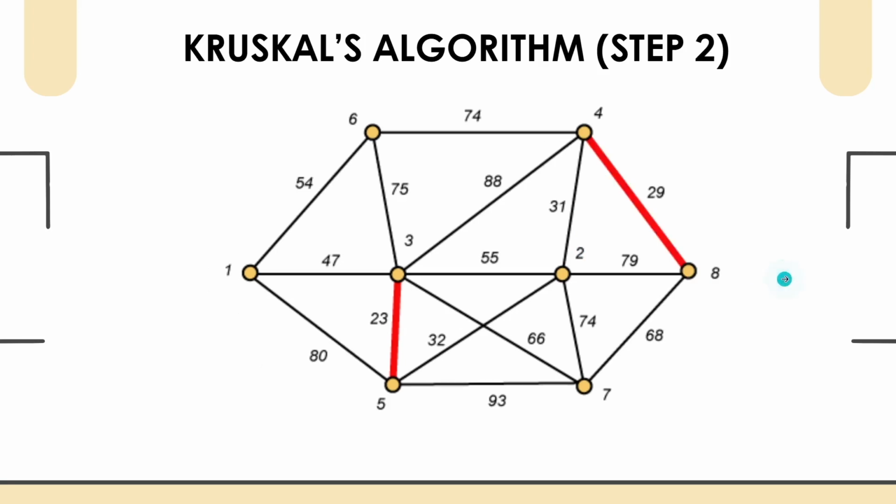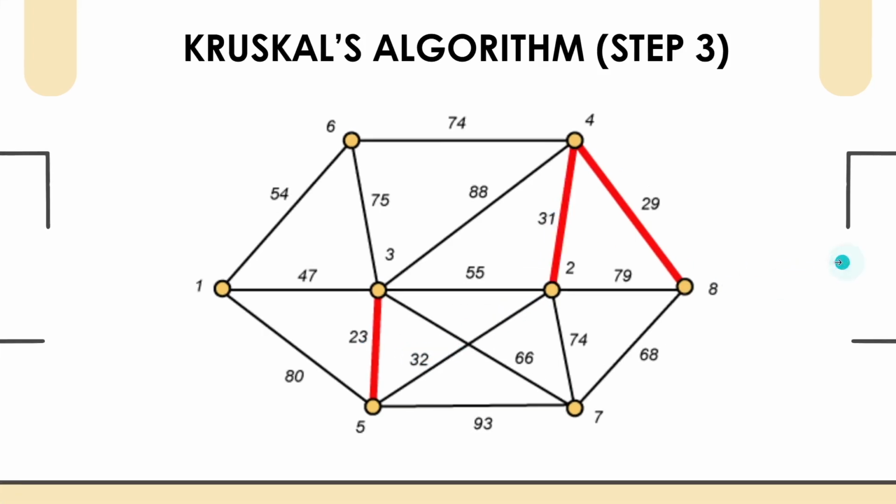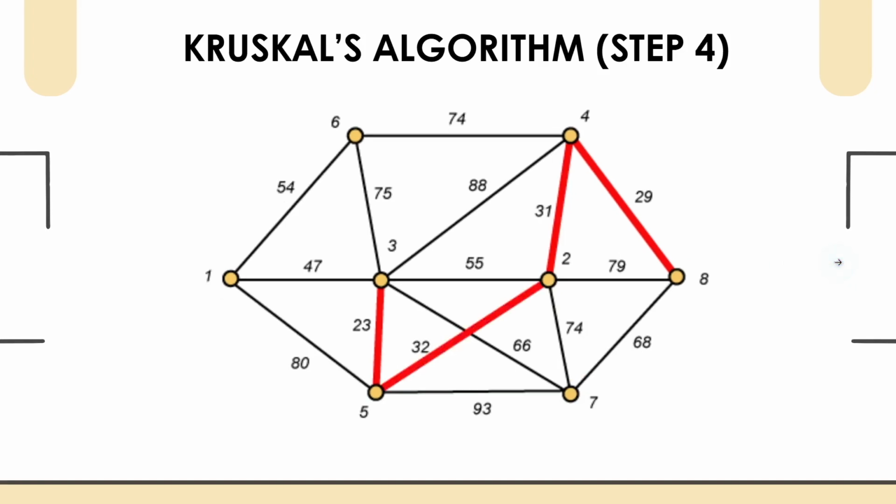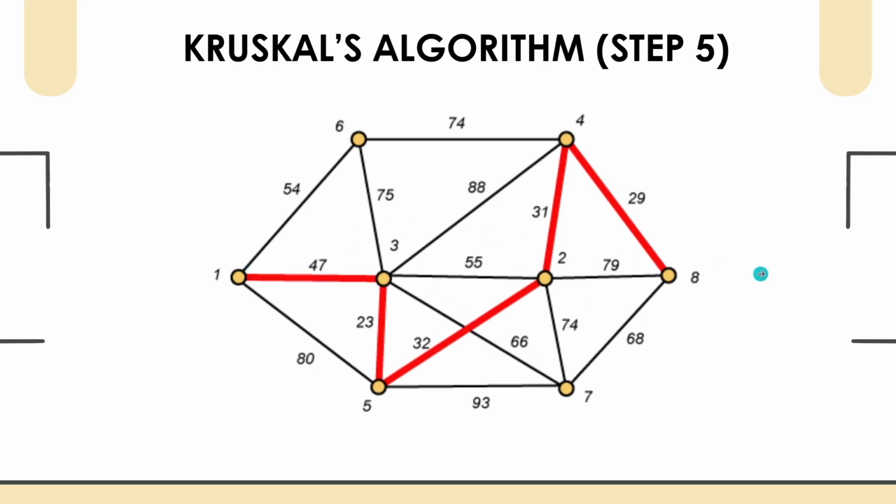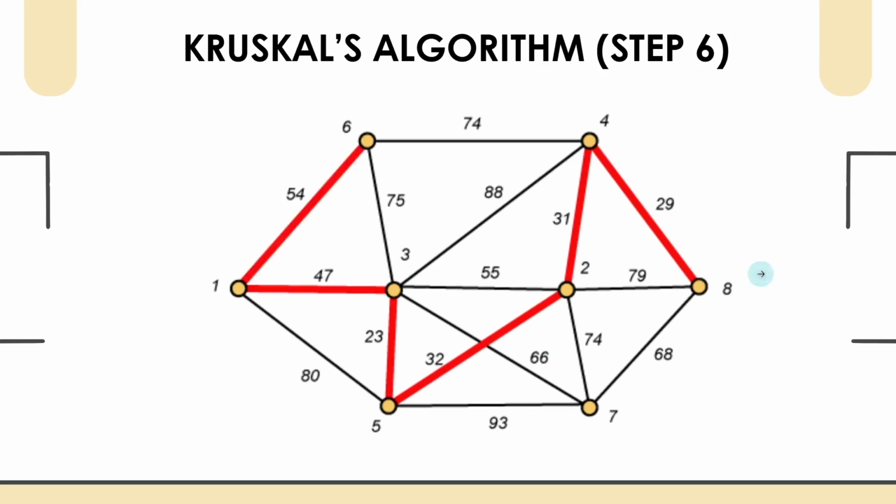So, that should be the next choice, and after that the next edge should be 31, followed by that we may have to pick up 32. So, we have picked up 31 and then 32, and then we have to look for the next possibility. Here we have 47, and other than that everything is greater than 47. So, we may have to choose that. Then we pick up this 54.